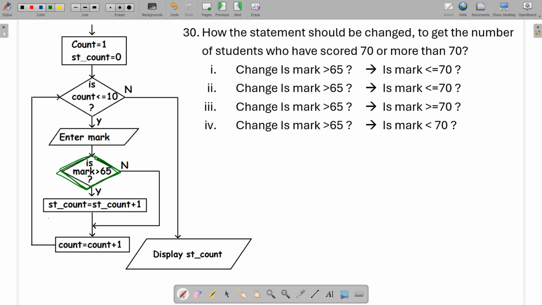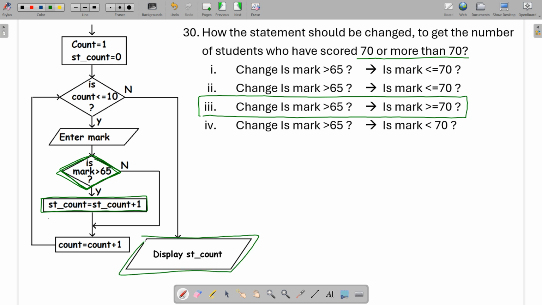So change is mark larger than 65 into what? They are talking about who have the score 70 or more than 70. So is mark larger than or equal to 70 should be there. So the third one is going to be the answer. So larger than 65 now needs to change to larger than or equal to 70. So it will filter the marks which are larger than or equal to 70 into the ST count. Then it can be displayed after the entry of all the marks, which is 10 in number. So the answer is going to be the third one.